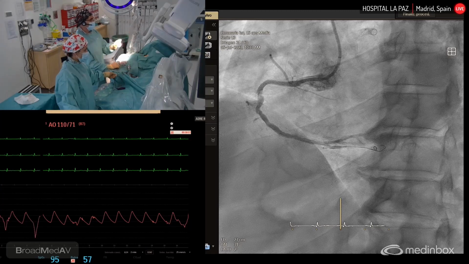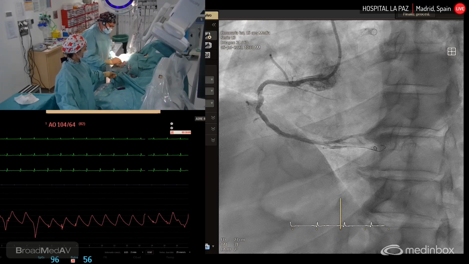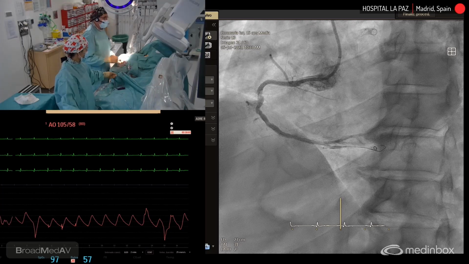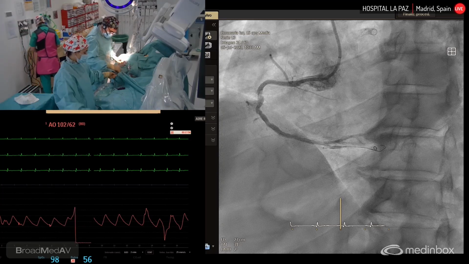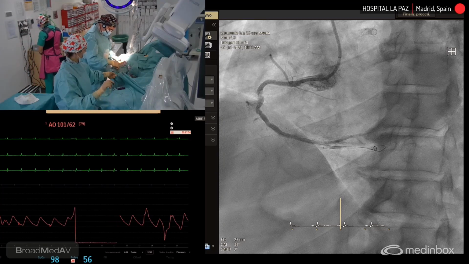Also, an important issue for laser is the underexpanded stent. This is not the case, but we have seen with OCT that the stent expansion is good. But in cases of restenosis due to underexpansion, laser is also a very good alternative and allows, after therapy, to expand the stent with a non-compliant balloon.